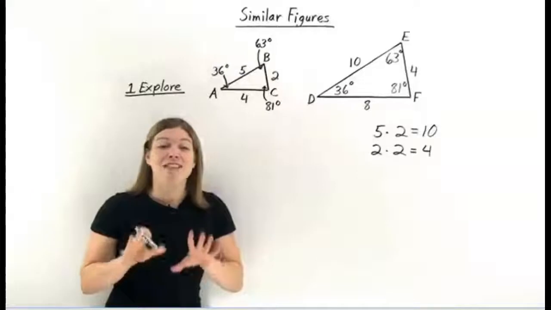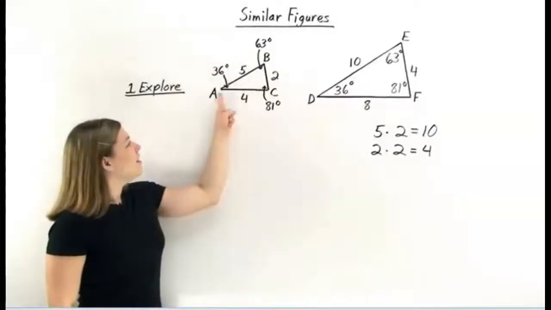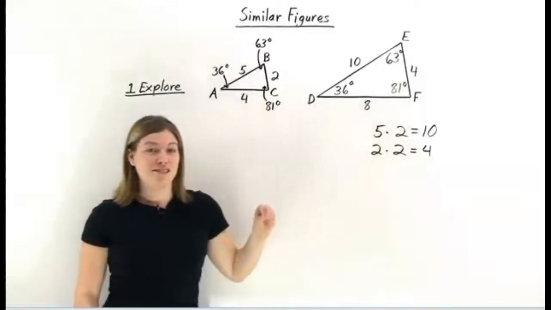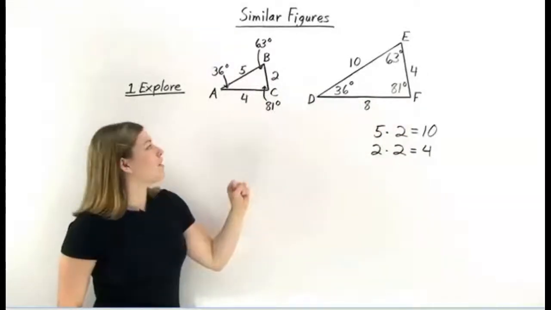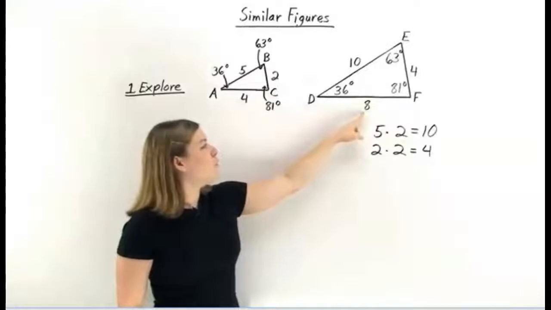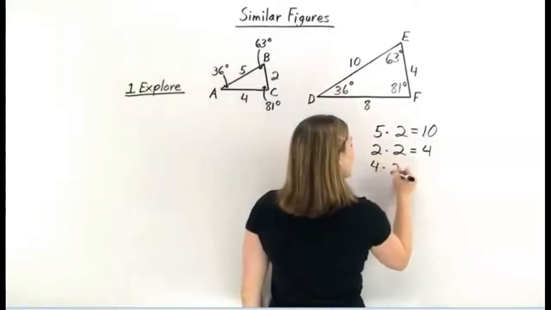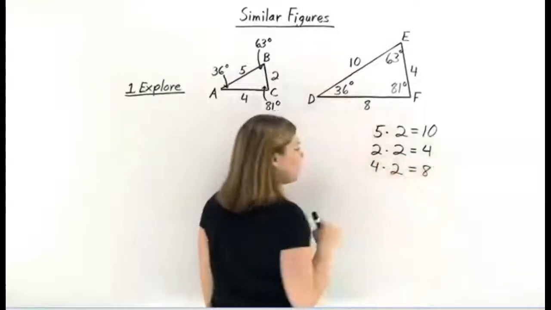But let's look at the last set of corresponding sides. Here, this side and this side are corresponding sides. They sit in between those same two angle measurements. Here we have a measurement of 4, and here we have a measurement of 8. To get from 4 to 8, we take 4 and multiply it by 2.